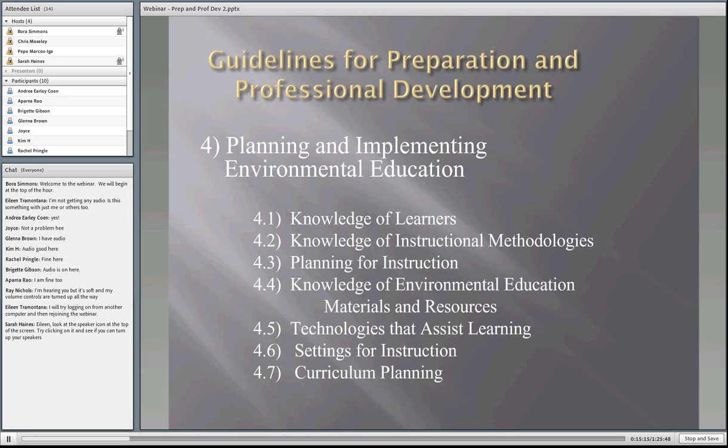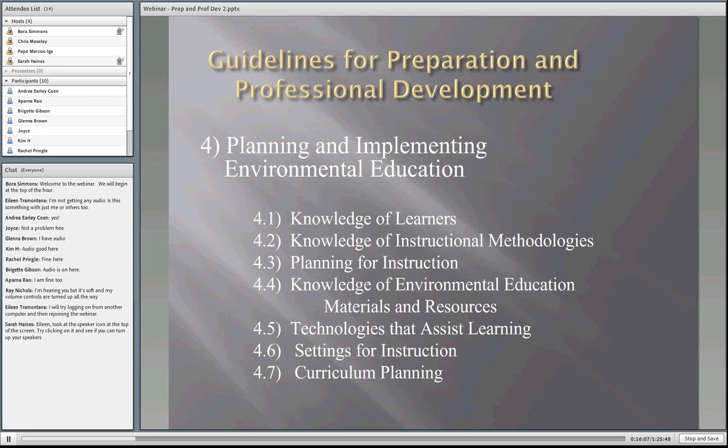The fourth theme gets into probably, in a lot of ways, the nitty-gritty of environmental education. So it's how do we go about planning and implementing environmental education programs? And what is it that you need to know, and what skills do you need to have in order to do that effectively? So here we're talking about knowing how to tailor our instruction to meet the needs of and challenge different learners, understanding and knowing different types of instructional methodologies, being able to plan age-appropriate environmental education instruction so that you're meeting specific goals and objectives.